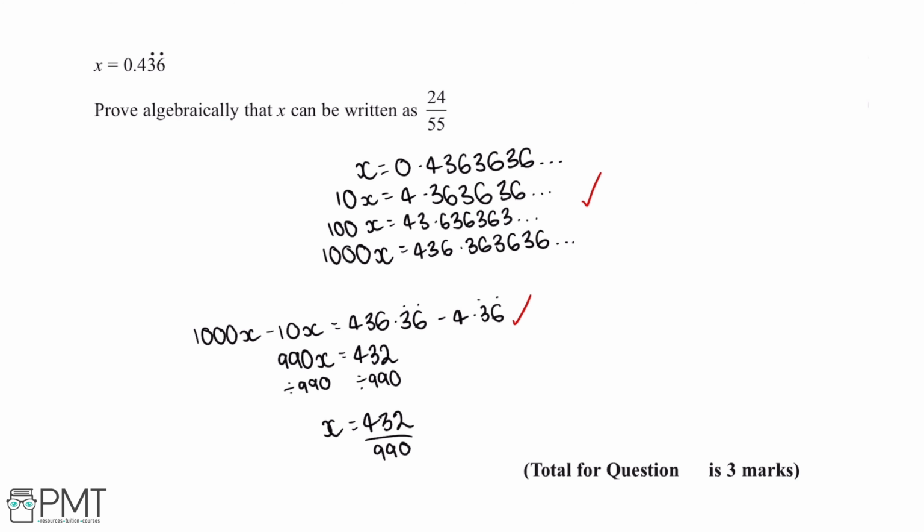So the final thing we need to do to prove that x can be written as 24 over 55 is show that this fraction can be rewritten as 24 over 55. So 432 over 990, well if we divide both the top and the bottom by 2, this gives us 216 over 495. Now what we can do is divide both the top and bottom by 9, which gives us 24 over 55. So we can therefore write that x is equal to 24 over 55. And we'll get our final mark for writing this.